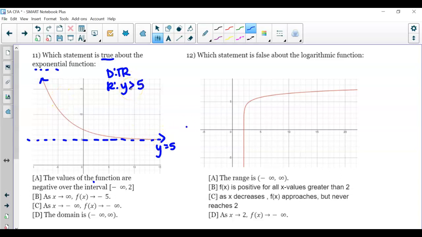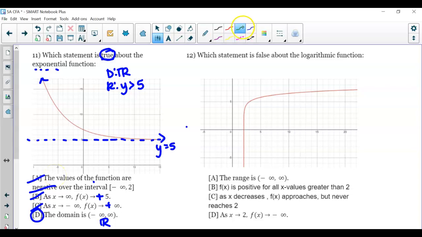I can already tell what my answer is, because we're looking for a true statement. That's why the answer is D, because remember, the domain, negative infinity to infinity, is the same as saying all reals. As x approaches infinity, going to the right, f of x is not approaching negative 5, it's approaching positive 5. As x approaches negative infinity, going to the left, notice how this is going up to positive infinity. So that's why the end behaviors are both wrong here. And these values are all positive, not negative.